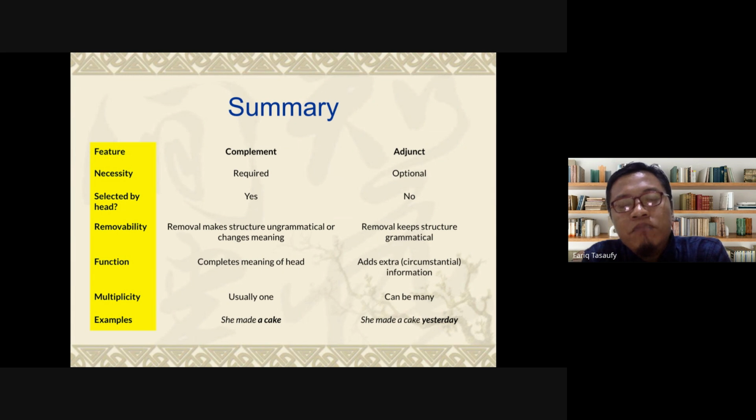And a complement is usually only one unit, but adjuncts can be many. Like I said, they can be stacked in a single syntactic structure. And the examples of this condition: she made a cake. The verb made needs a cake. So a cake is selected by the verb made. But in the second sentence, she made a cake yesterday. Yesterday is not selected by the verb made.